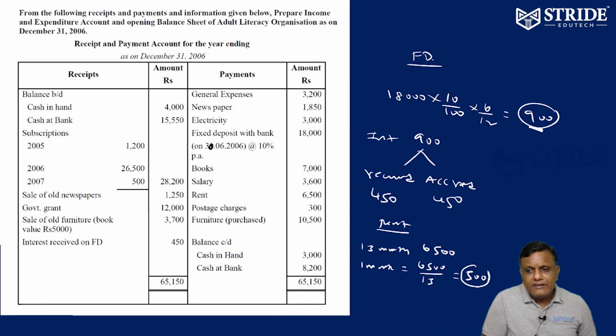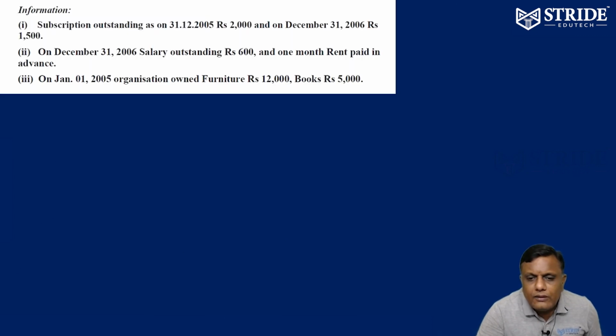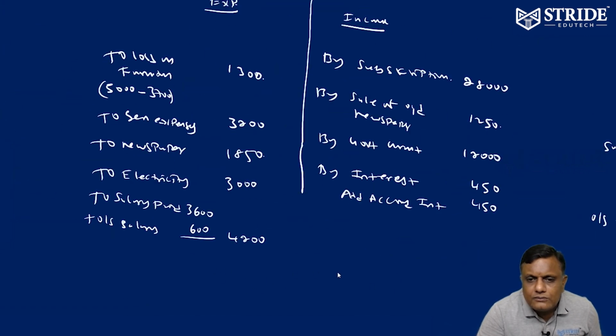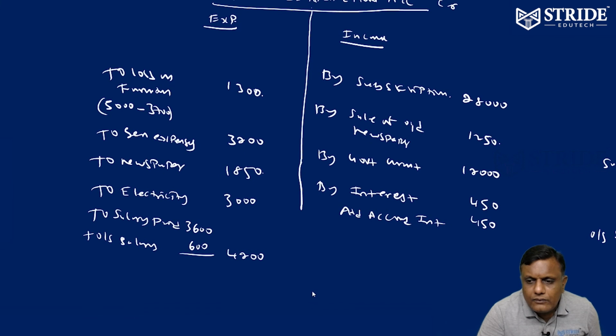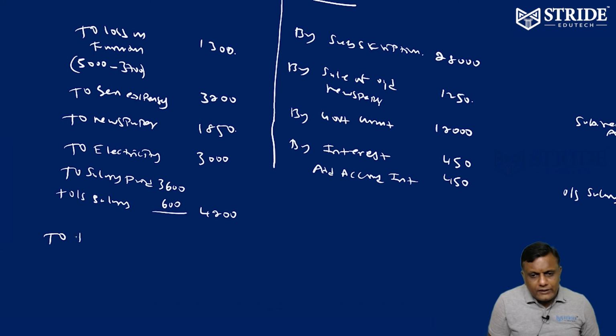So 13 months rent paid, 1 month rent advance paid. How to treat it? Now adjustments. This is the expenditure side you have to post. Expenditure side, to rent 6,500 paid for 13 months. So 1 month we have to adjust.